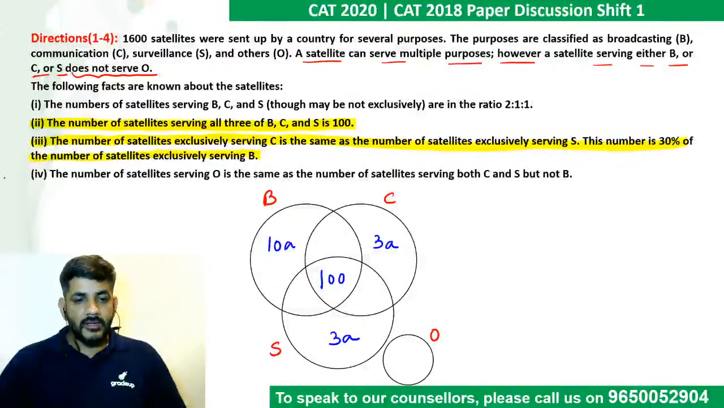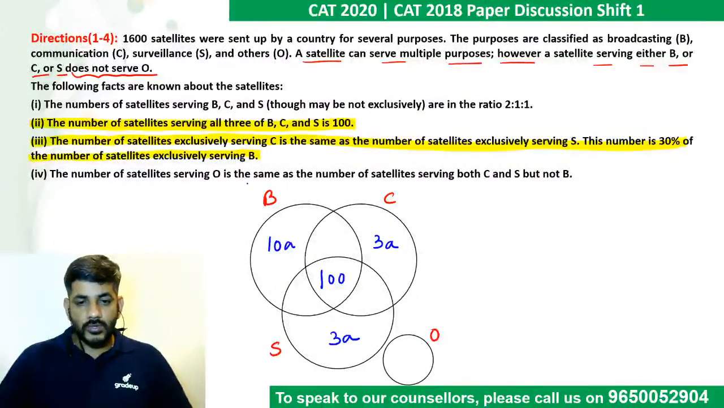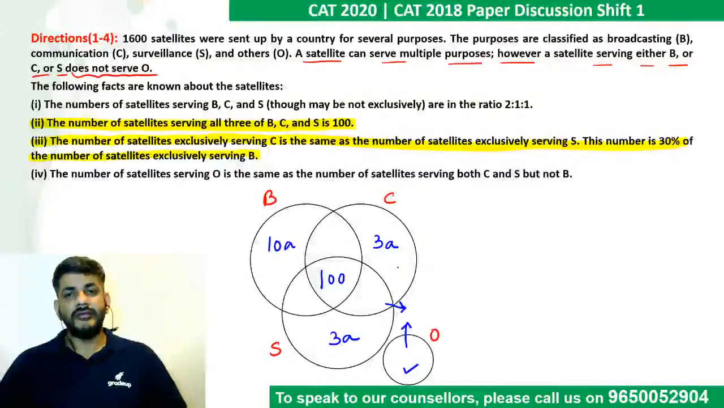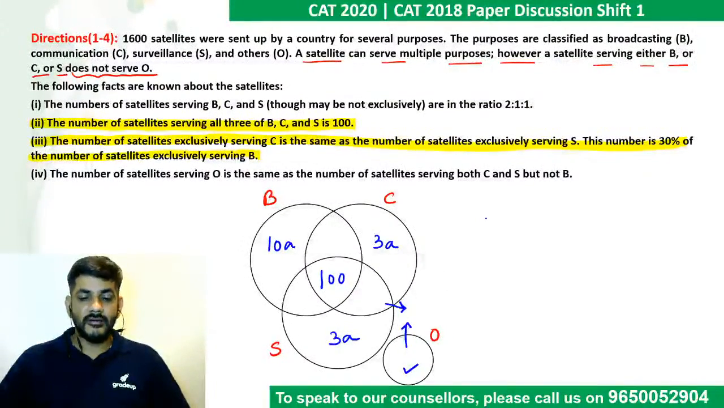Okay, next. The number of satellites serving O is the same as the number of satellites serving both C and S, but not B. Number of satellites serving O, that means this number, is equal to the number of satellites serving both C and S but not B. Both C and S but not B is this area. So can I say these two areas are equal? Again, this is also mentioned over here, that these two areas are going to be equal, right?